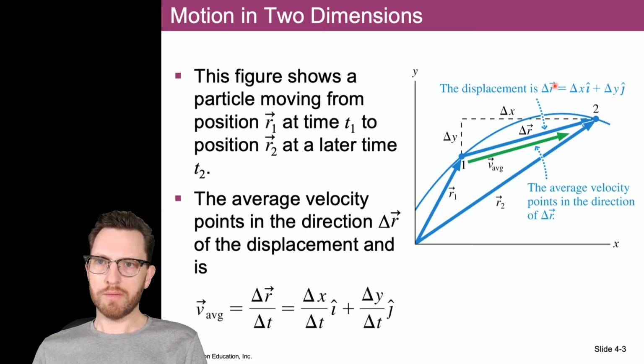Also notice that delta r, I can write it down in terms of its component vectors. It also has an x component and a y component. And in this case, using the properties that we described in the previous chapter, since I'm taking a vector difference, the x component is just the difference in the x components between r2 and r1, and the y component is just the difference in the y components of r2 and r1.